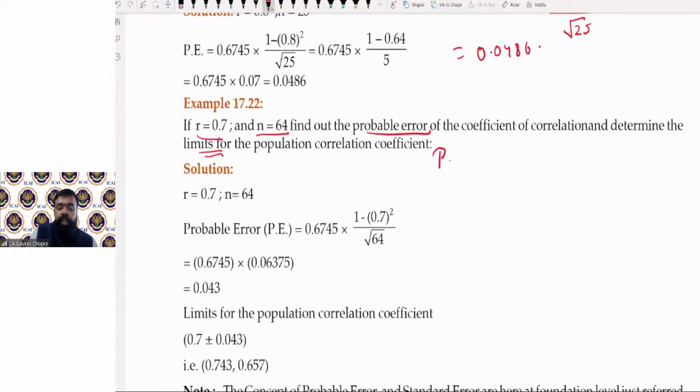तो पहले calculate किया जाए probable error को। तो 0.674 multiply by 1 minus r square, so 0.7 square divided by root of 64. So 0.674 into, simplify this and get the result. So we are getting 0.043. This is the error. Now you have to find out the limits.